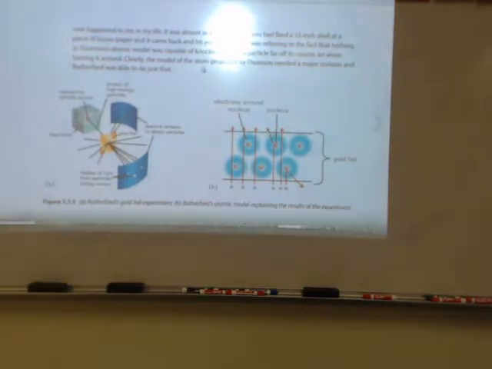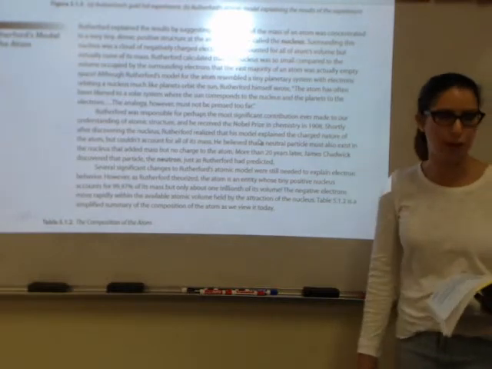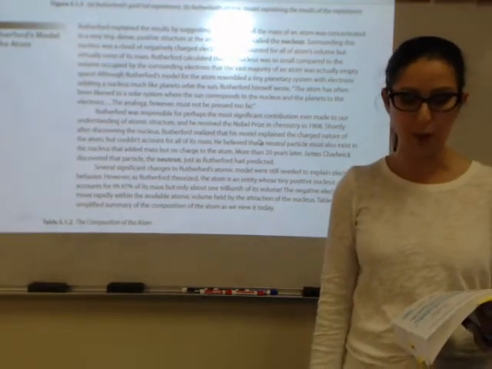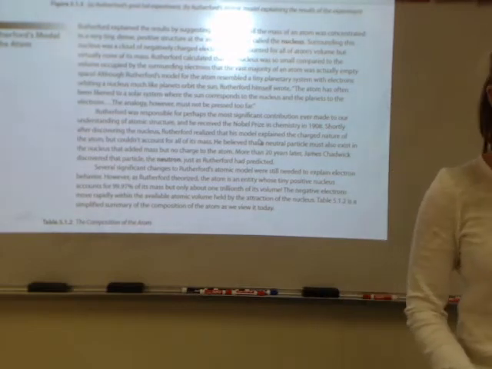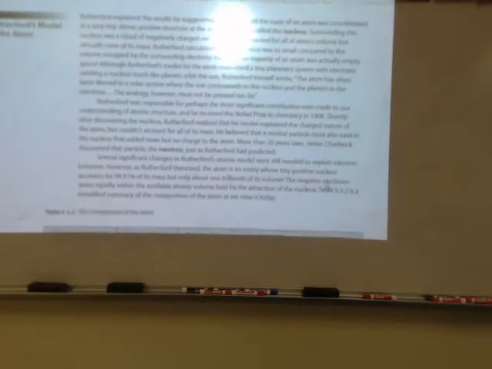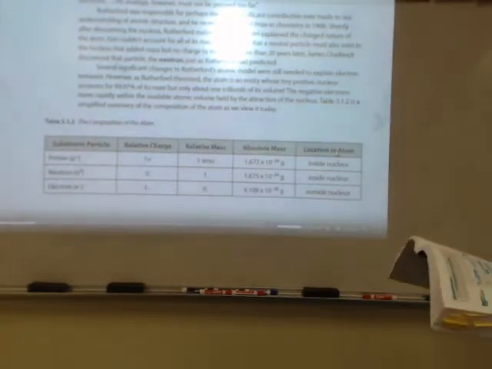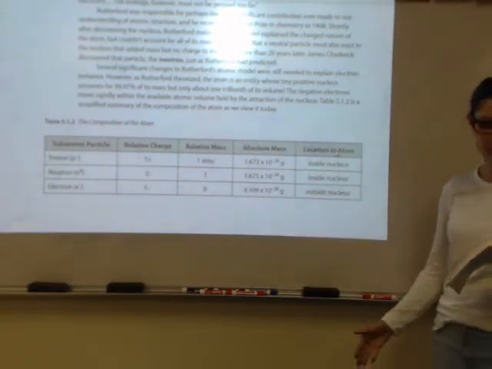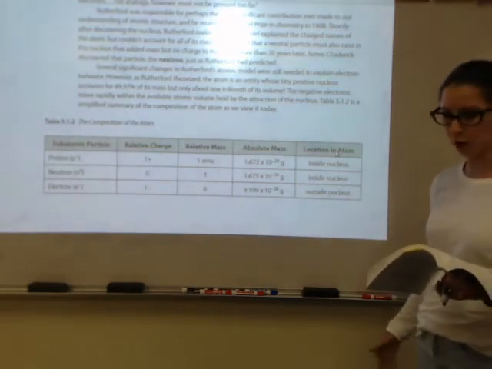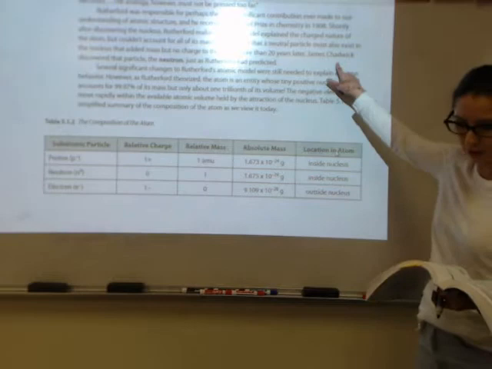Rutherford explained those results by suggesting that the mass of the atom was in a really, really small place. It was a dense positive structure, and he called it the nucleus. And it was surrounded by a cloud of negatively charged electrons, which accounted for most of the atom's volume, but none of its mass. Rutherford's model of the atom looked more like a planetary system with electrons orbiting the nucleus. He received a Nobel Prize in 1908. He thought that there was some sort of a neutral particle that also existed that added mass but had no charge. And 20 years later, James Chadwick discovered the neutron.